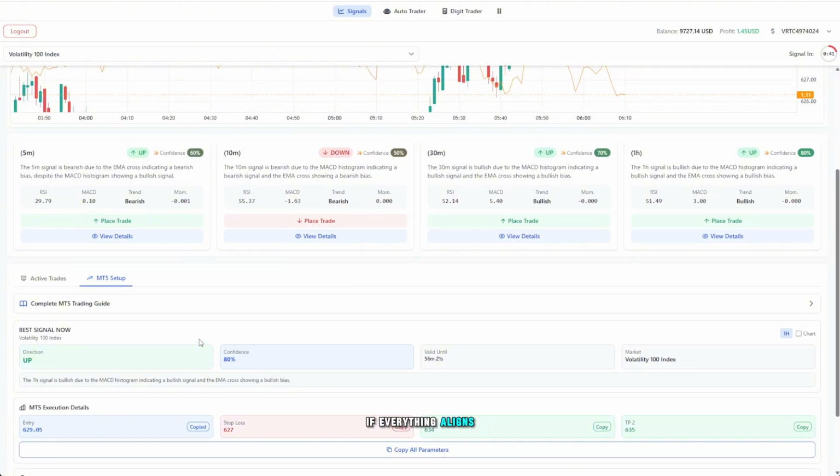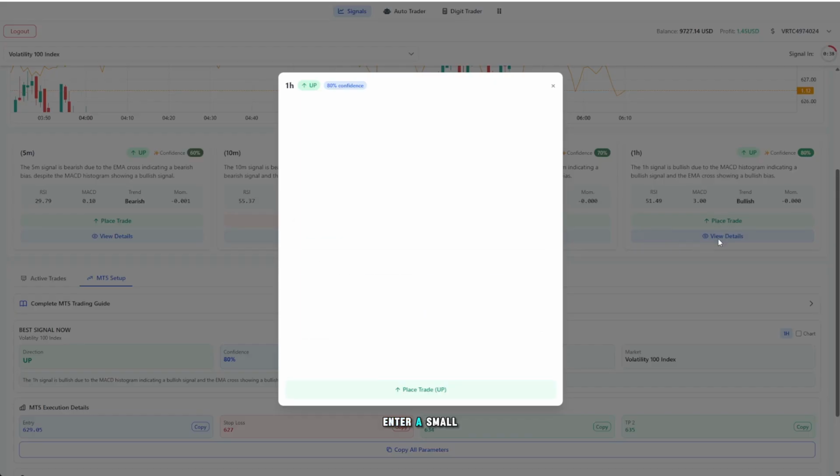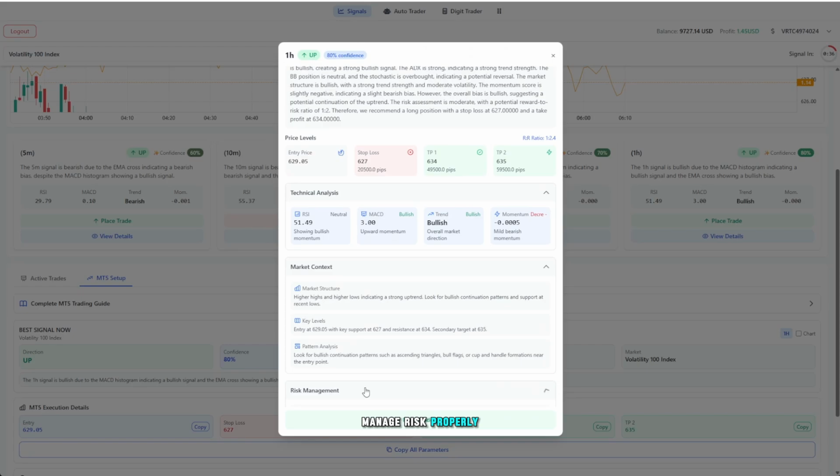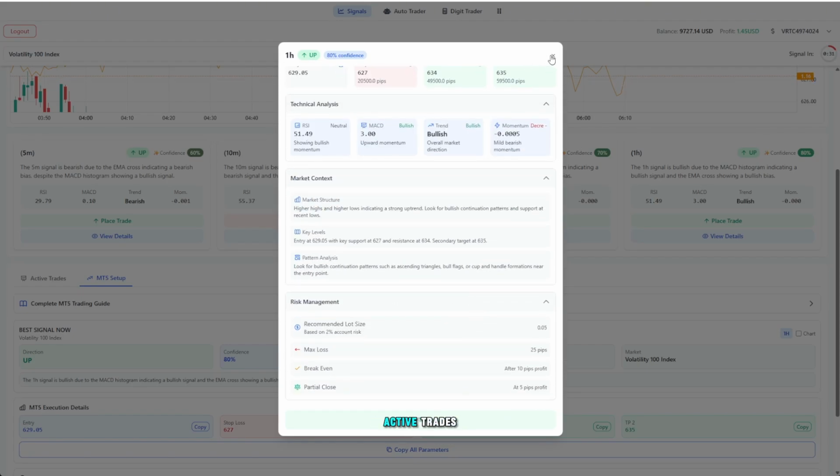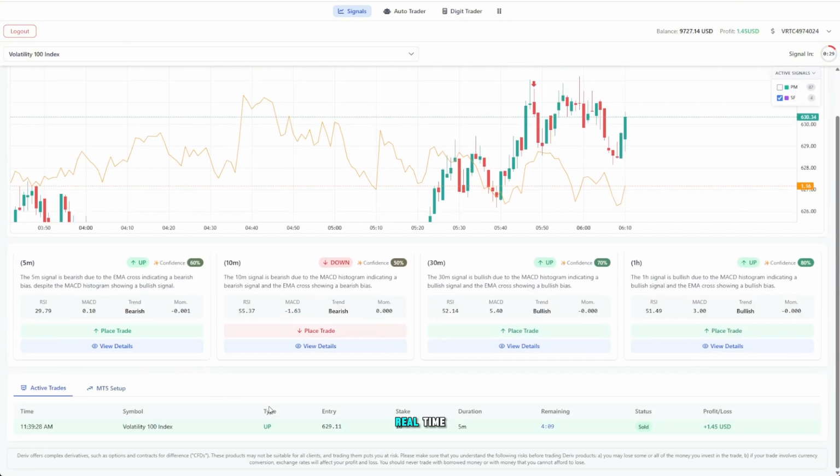If everything aligns, click Place Trade. Enter a small stake amount to manage risk properly. Confirm the trade to open it manually. The trade will now appear under Active Trades, where you can monitor it in real time.